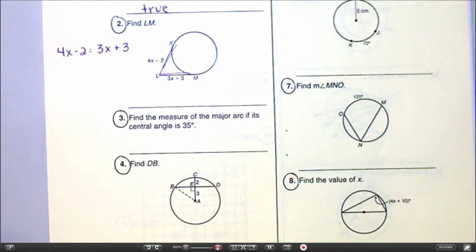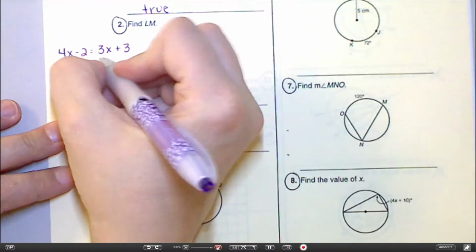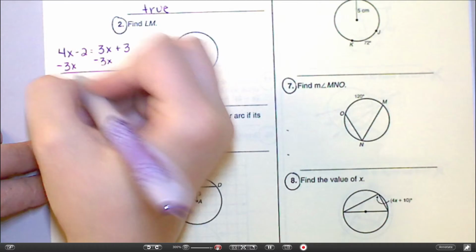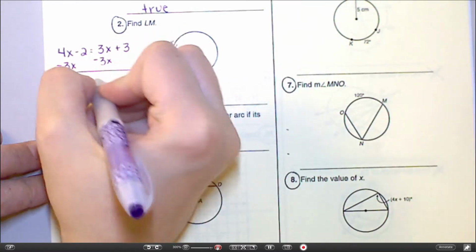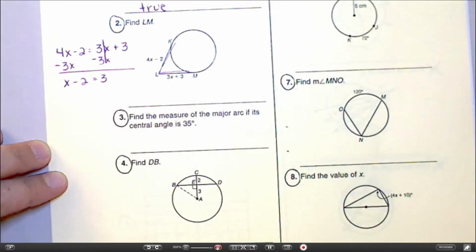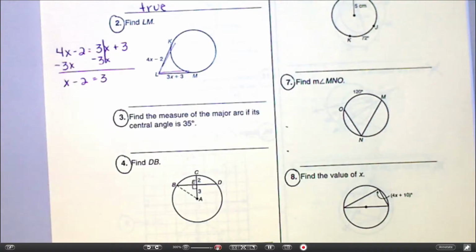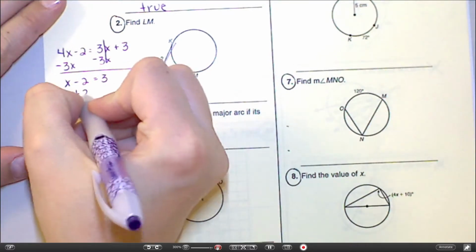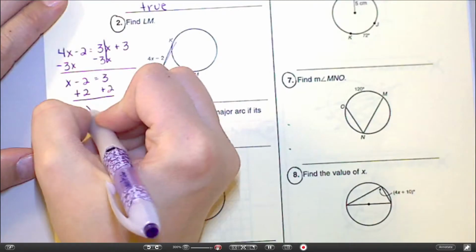Somebody help me solve. Jared, what do you want to do first? Okay, minus 3x. Minus 3x, so we end up with x minus 2 equals 3. And then what? Alex, what do you want to do now? Add 2. Yep, that's a minus 2, so I'm going to add 2 and add 2, and I end up with x equals 5.